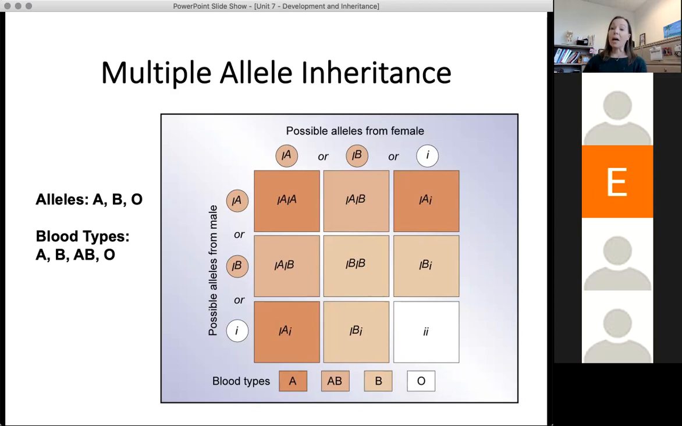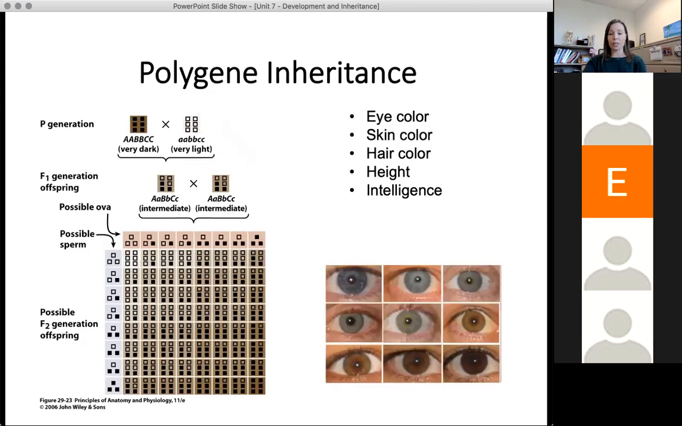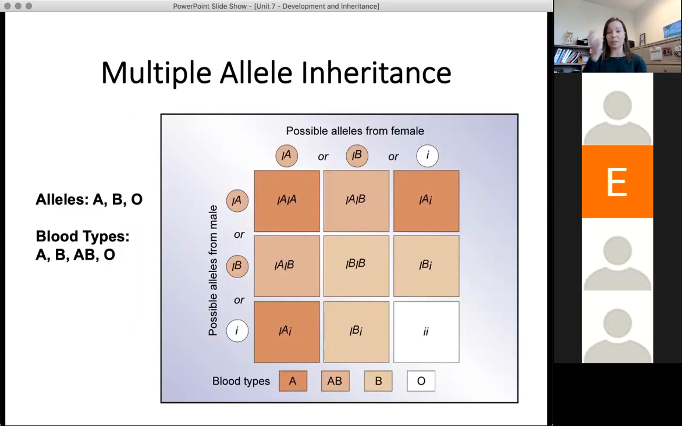Okay, another one is polygene inheritance. Actually, I'm going to not go to that slide just yet. With polygene inheritance, this involves traits that are controlled by more than 1 gene. And then within each gene, there are at least 2 alleles.